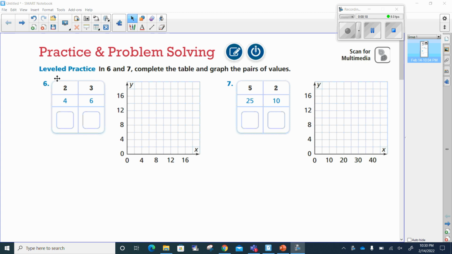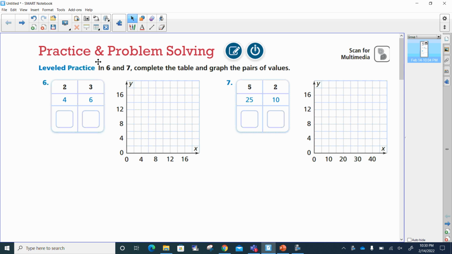So let's see here. If I'm looking at this, I see 2, 4, it's going up by 2. This must be 6, right? There we go. Must be 6. And if this is 3 and 6, it's going up by 3s, so this must be 9, right?